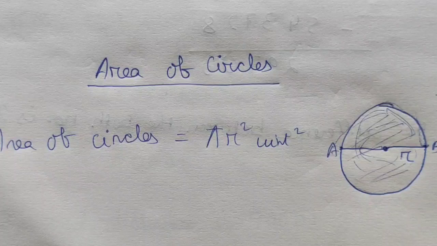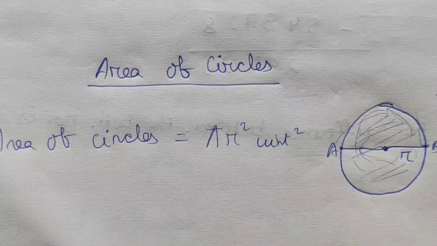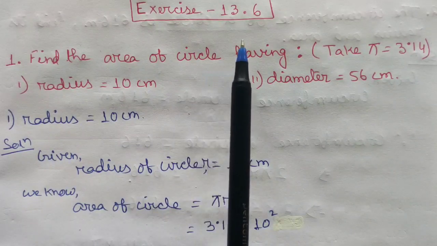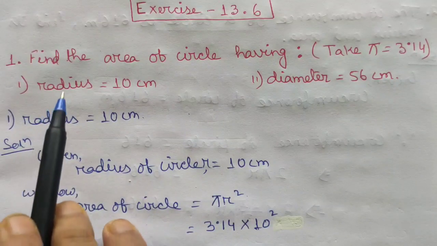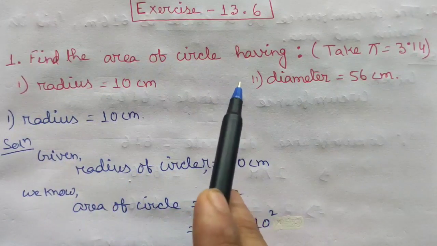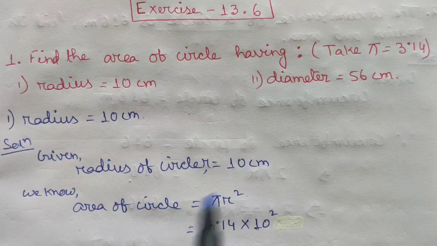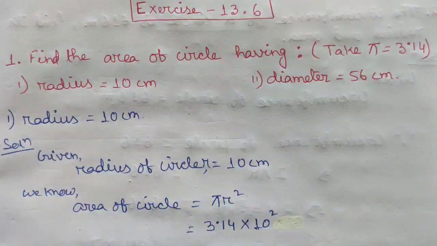So with this formula let us start a few problems, and when we solve we will get other types of questions also, and at that time we will discuss. So now let's move to our exercise 13.6. Here the first question is: find the area of a circle having radius 10 cm, diameter 56 cm. And here take pi equals 3.14. We generally take pi as 22/7, but in this case we will take 3.14. So let's begin with the first, radius 10 cm.